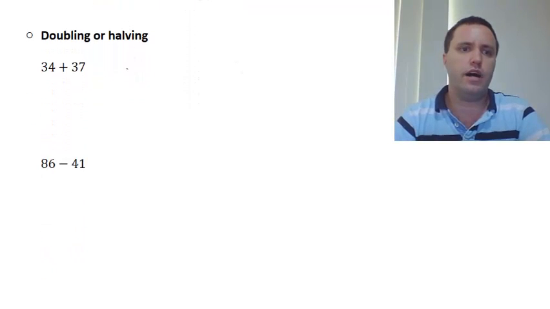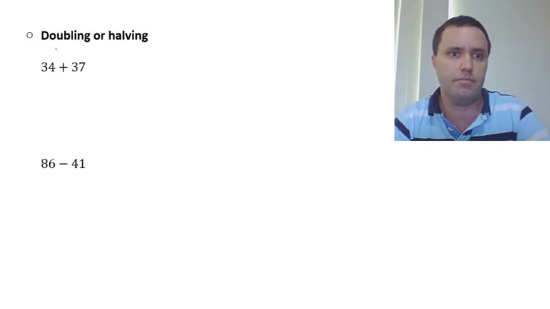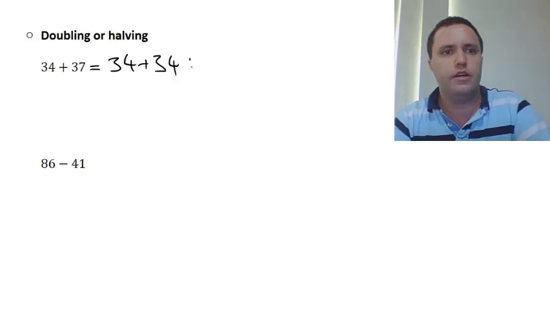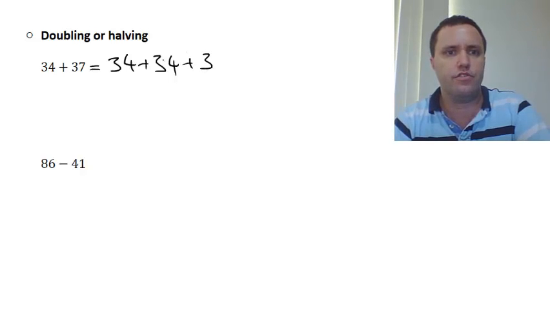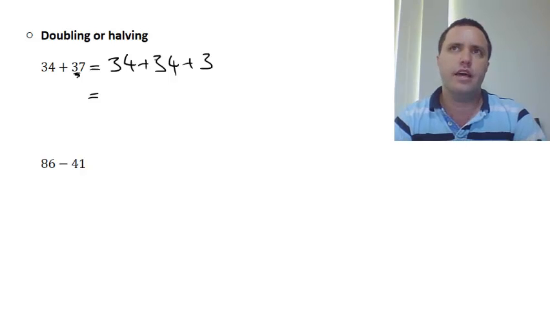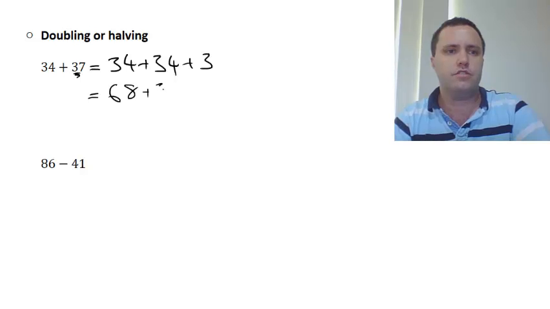Doubling or halving. This one's interesting in the way it works. With 34 and 37, you can see they're really close to being exactly the same number. So I can rewrite 34 plus 37 as 34 plus 34 plus 3, because 34 plus 3 is our 37. It's easy to double a number and then add a little bit on, rather than add that extra number. So 34 plus 34 is 68, plus 3 is 71. That's the doubling strategy.